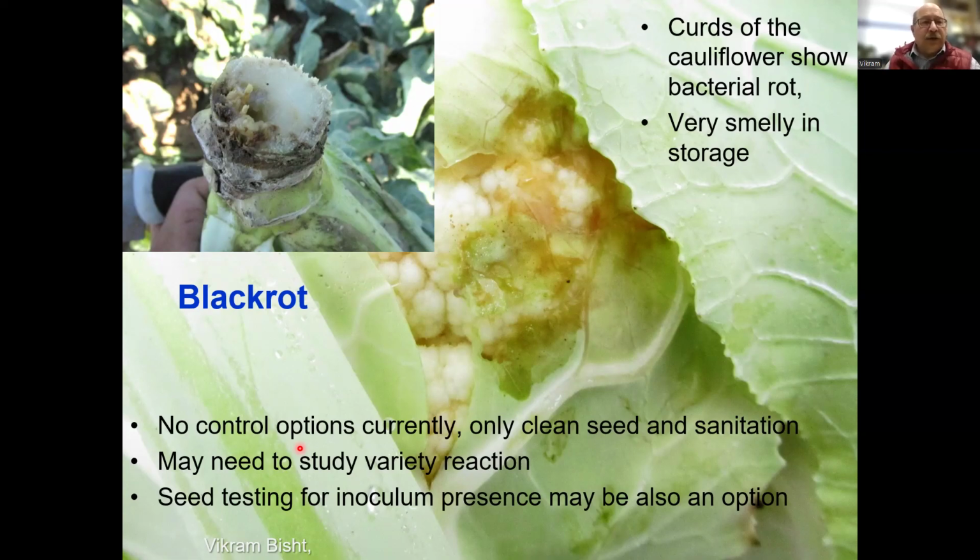So a very, you can say, bad disease for cauliflowers. The problem is usually started with the seed-borne or poor sanitation, or workers going through the field with their long pants when the leaves are still wet.